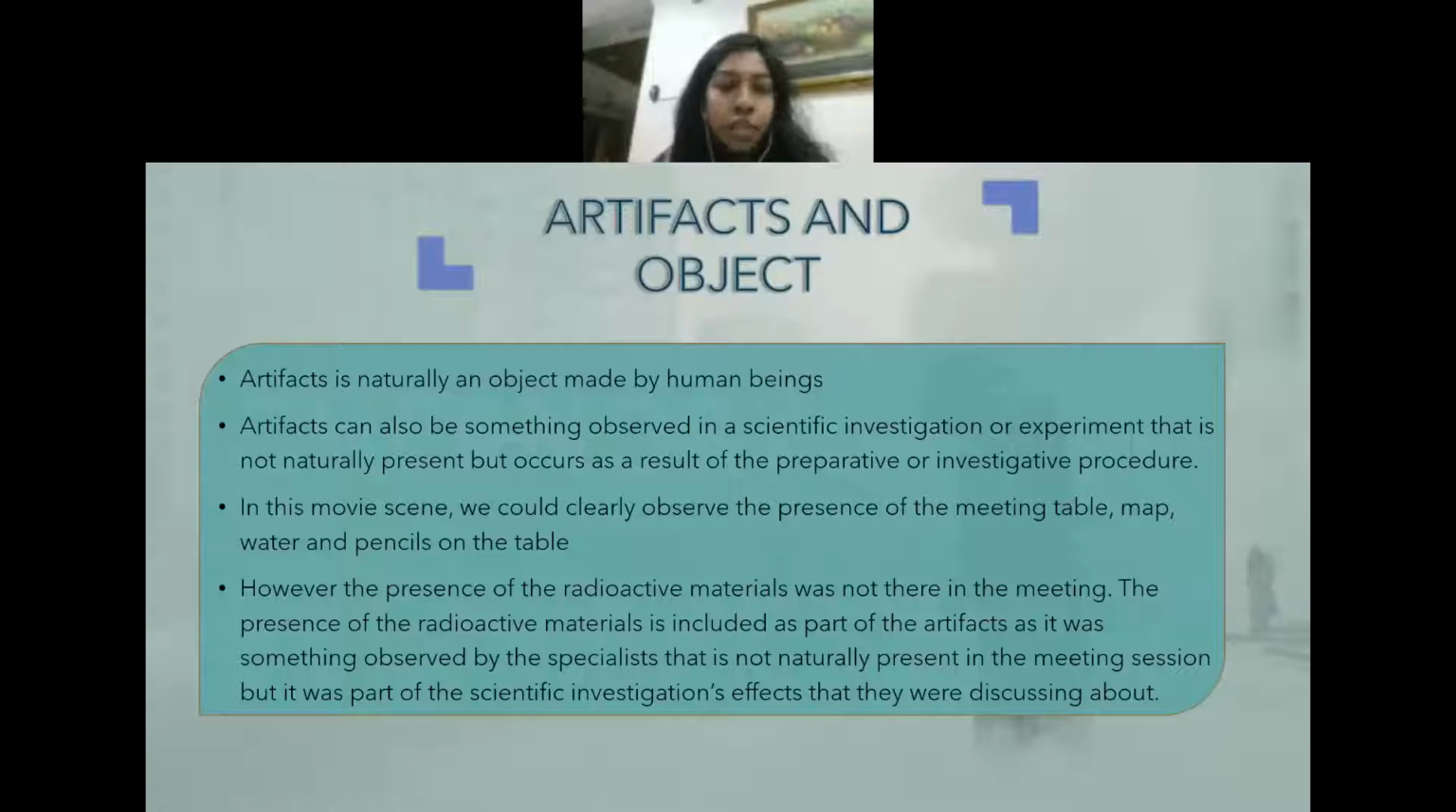So in this movie scene, we could clearly observe there are four main artifacts that we could see with our naked eyes. But at the same time, there is one artifact that I have included as a result of the second definition. The last artifact that I've included in this case is the radioactive material. Although radioactive material is not present in the meeting, since it's part of the scientific investigation that we could hear and observe, that's the reason why I've included it as part of the artifacts here.